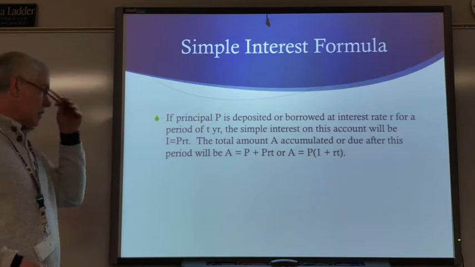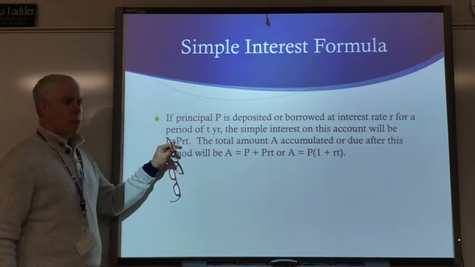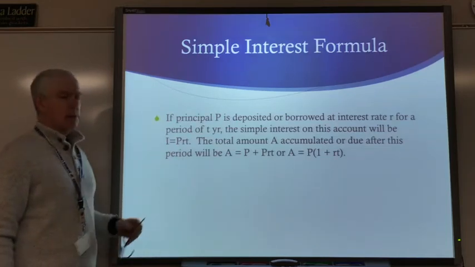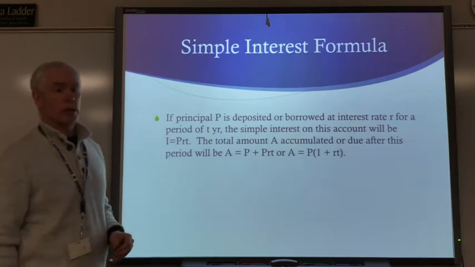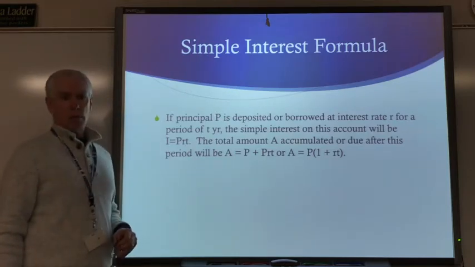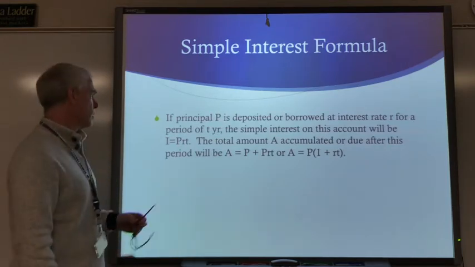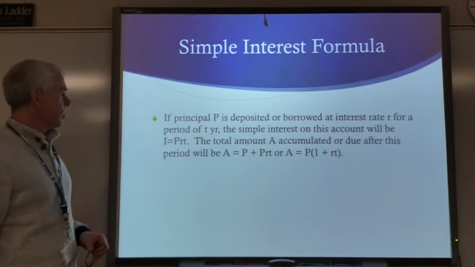So simple interest is this formula here. Interest equals principal, which is the amount that you invest, times the interest rate, which is always a decimal, so 5% would be 0.05, and time, which is in years. So 6 months would be half a year, for instance. And so we're going to be doing some problems where we're calculating simple interest.